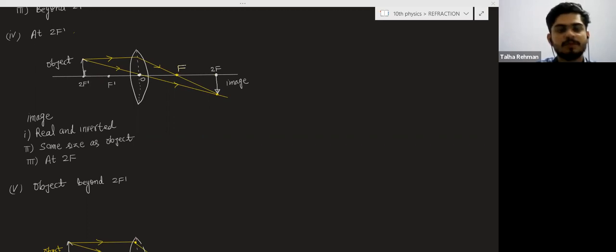This is the case when the object is at 2f, and we will get the image at 2f and of the same size as the object, and the image will be real and inverted. Why real? Because the rays are actually meeting at a point. And inverted: you can identify the inverted image from the direction of the arrow. If the direction of the arrow in image and object is the same, then the image is erect. If the direction is opposite, then the image is inverted.